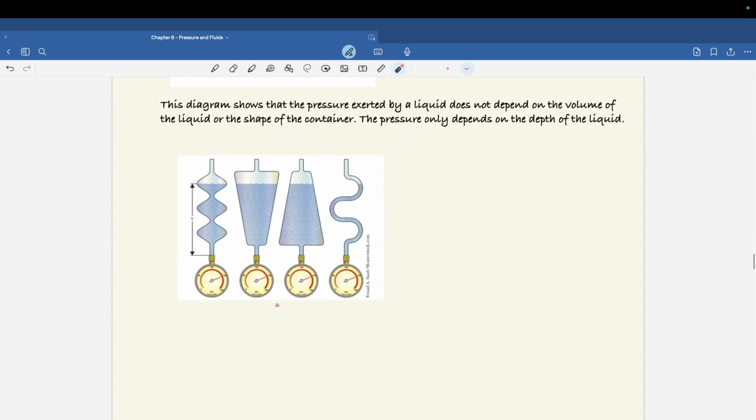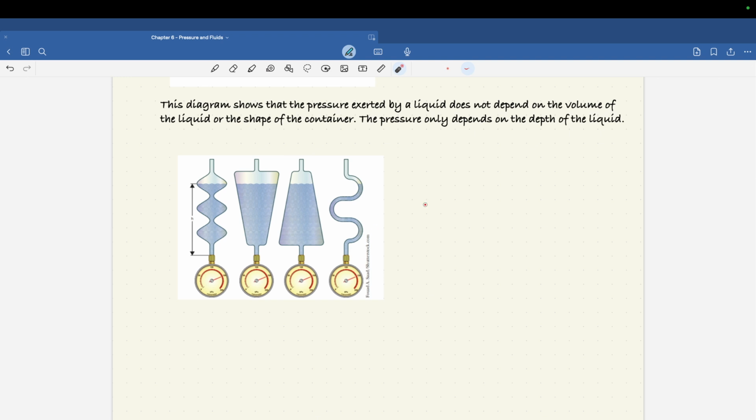But what is interesting with this container is that the quantity of liquid in these containers is not the same. So this one should have the lowest amount of liquid. Their shapes are not the same. The quantity of liquid is not the same. But believe it or not, the pressure at the bottom of the containers is exactly the same. Look at the gauges. They're all reading the same pressure.